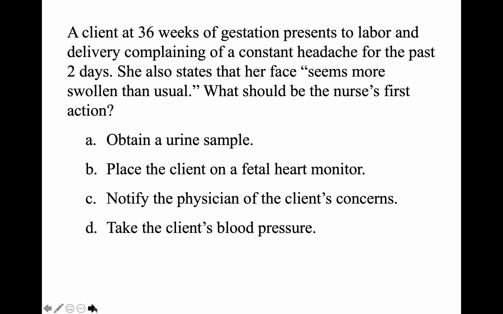Concentrated for the past 2 days. She also states her face seems more swollen than usual. What would be the nurse's first action? What do you think you would do? Obtain a urine sample, place the client on the fetal heart monitor, notify the physician of the client's concerns, or take the client's blood pressure. In this case, this would be the correct answer, D.